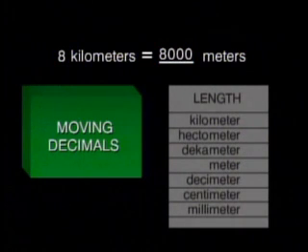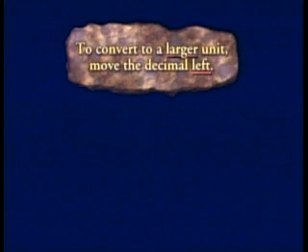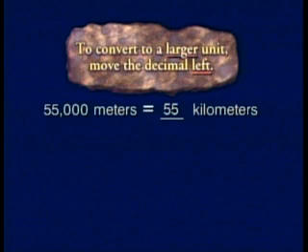But for many people, it's difficult to remember in which direction to move the decimal. However, there are 2 rules that may help you remember. To convert to a larger unit, we move the decimal to the left. When we converted from meters to kilometers, we changed to a larger unit. We moved the decimal 3 places to the left because a kilometer is 3 units larger than a meter. We call this the larger left rule.